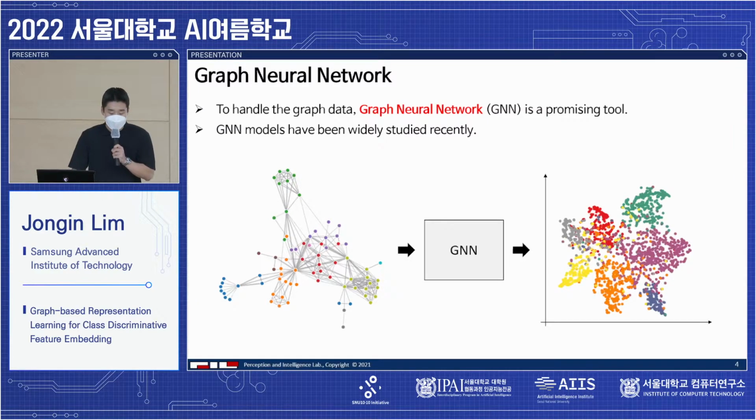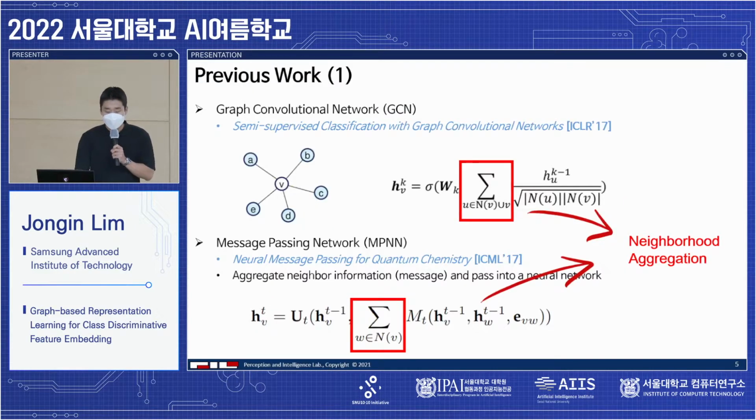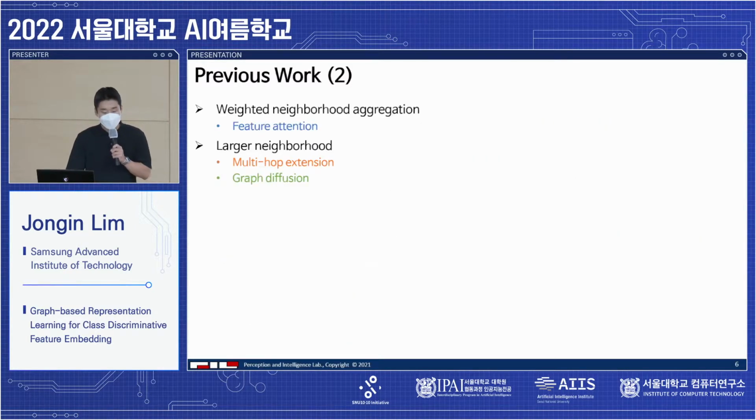To handle graph data, graph neural networks are a promising tool, and many GNN models have been widely studied recently. The most seminal examples are graph convolutional network and message passing network. The key to both methods is neighborhood aggregation, which updates the node features by averaging the neighboring node features. Recently, many studies have been conducted to extend the neighborhood aggregation.